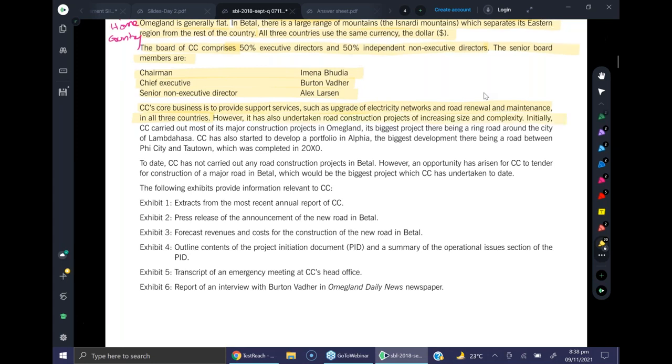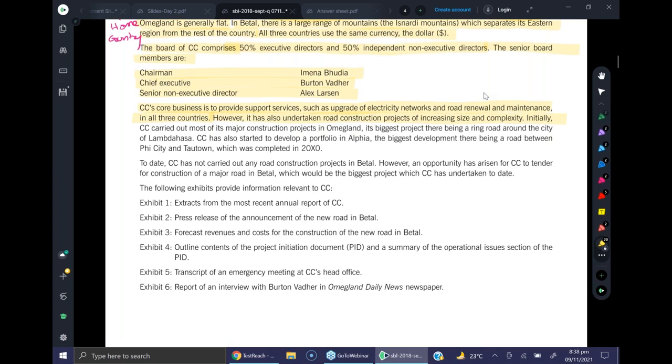So what's their core business? I hope you're noting it down. They are basically working on upgrading of electric networks and road renewal and maintenance, but they have also started doing road construction projects of increasing size, right? So their scope of work is increasing.